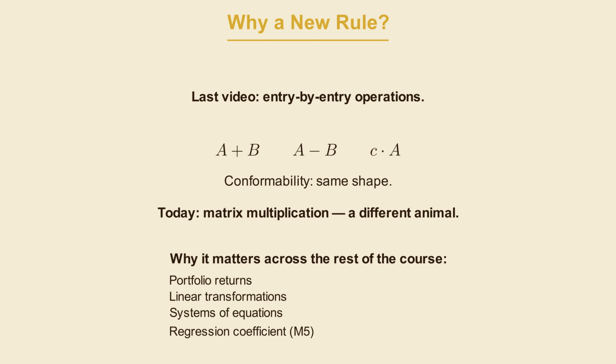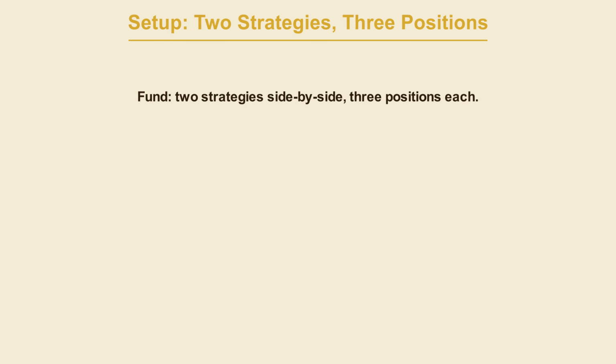The reason matrix multiplication is so important is that it ends up being how we compute things like portfolio returns, how we apply linear transformations, how we set up systems of equations, and ultimately how we derive the regression coefficient in Module 5. It's the load-bearing operation in the rest of the course, so it's important to understand it carefully. So to better understand things, let's think of an example.